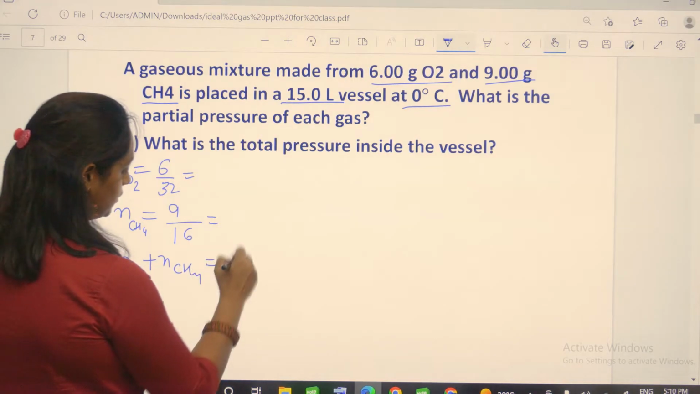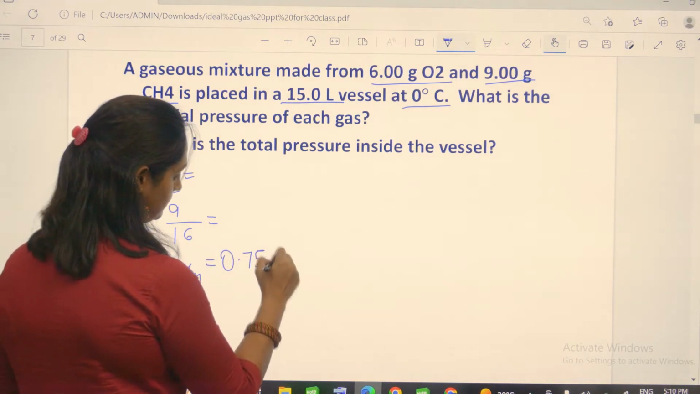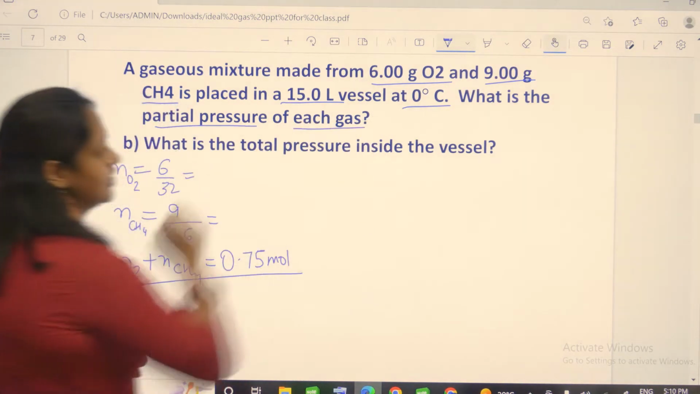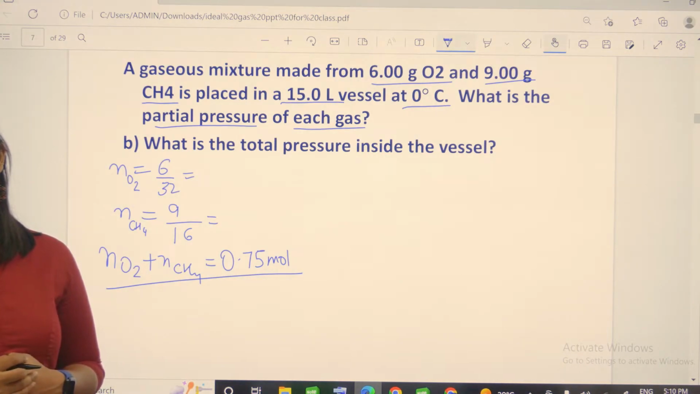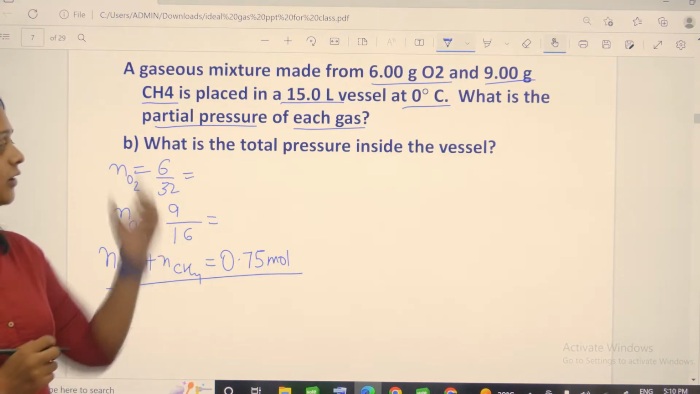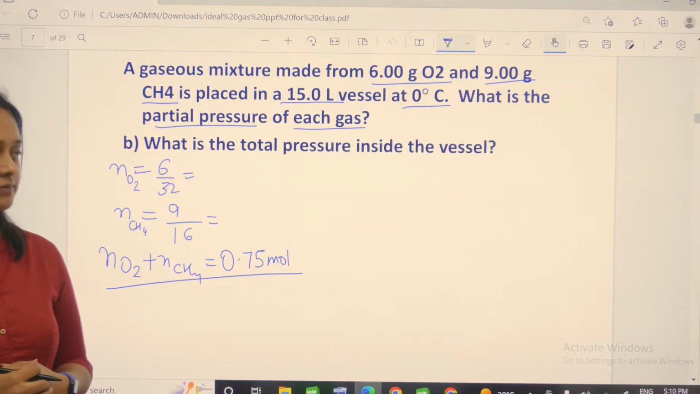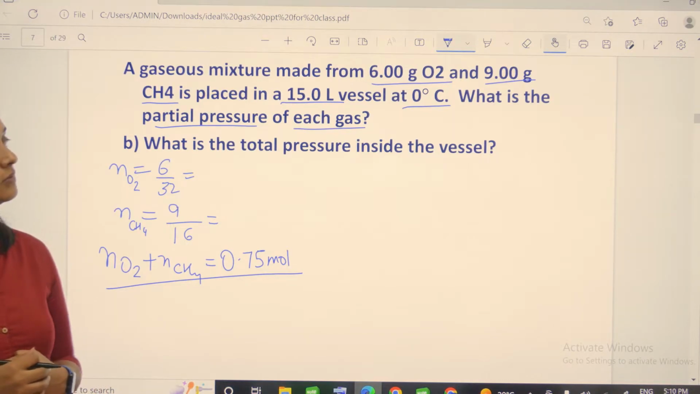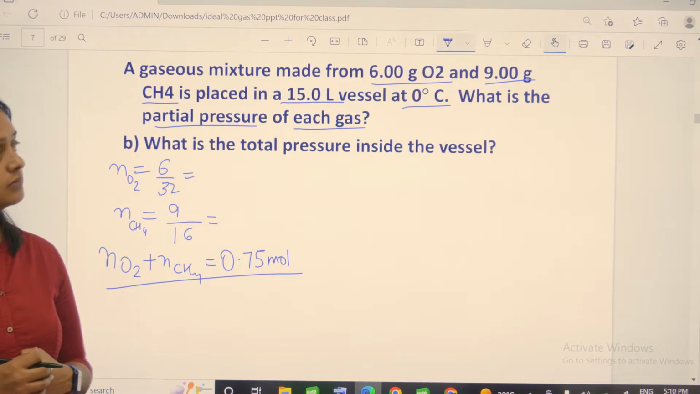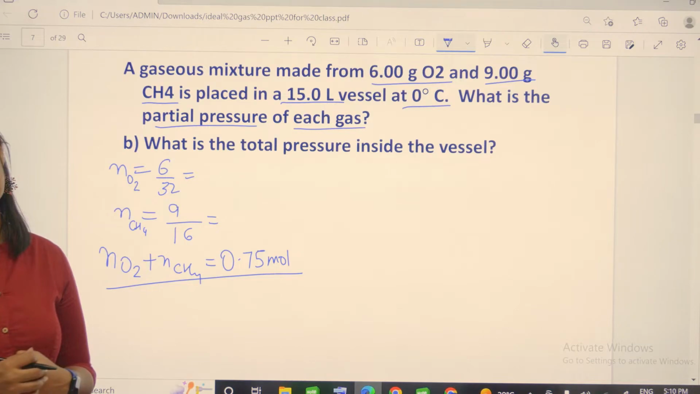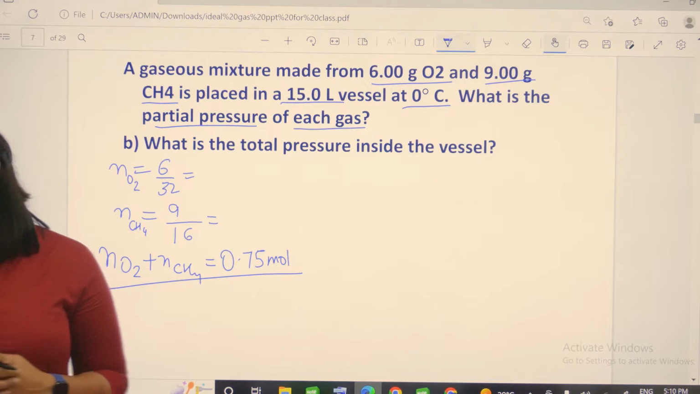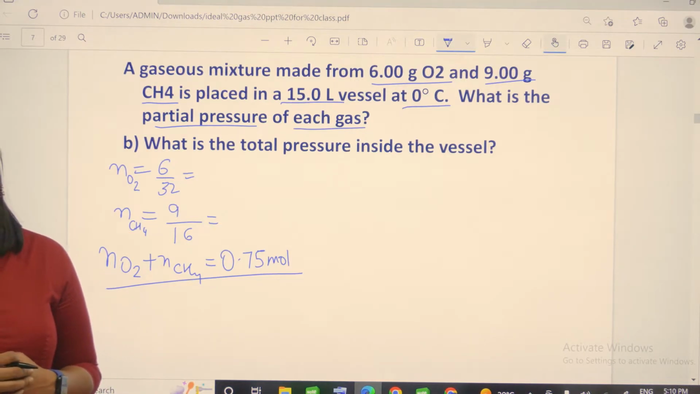मोल फ्रैक्शन निकालने के लिए आपको इंडिविजुअल नहीं चाहिए होंगे, आप बोलना चाह रहे हो मुझे? हाँ, मोल फ्रैक्शन. पार्शियल प्रेशर ऑफ ईच गैस, ये भी चाहिए ना मुझे. पहले वो PV = nRT से प्रेशर निकालो, टोटल प्रेशर निकालो. P into 15 equals n की वैल्यू 0.75 into 0.0821 into temperature 273. P equals 0.75. चलो ये कट जाएगा 15 से.